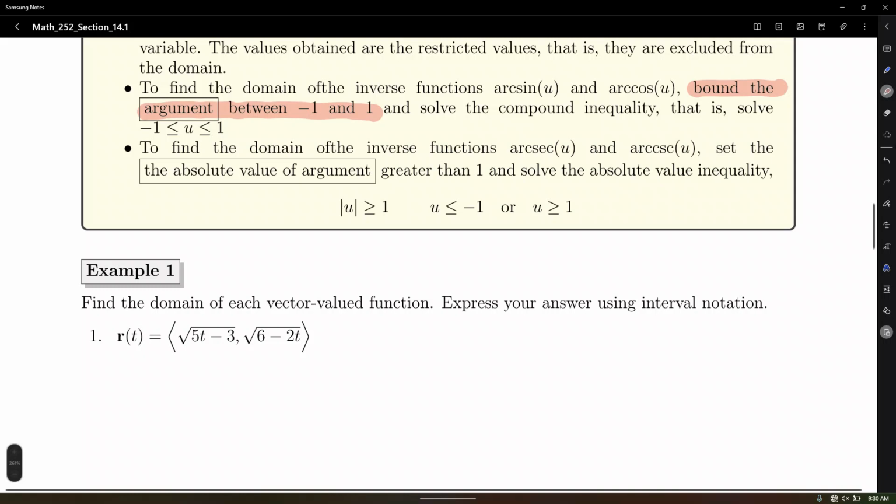To find the domain of the inverse functions arcsecant and arccosecant, we need to solve an absolute value inequality. So we set the absolute value of the argument u greater than or equal to 1. Back to your intermediate algebra, the way we solve absolute value inequalities, this is equivalent to solving u less than or equal to -1 or u greater than or equal to 1. All right, so that's going to take us back to our algebra days here.